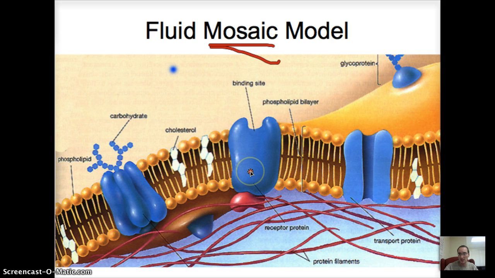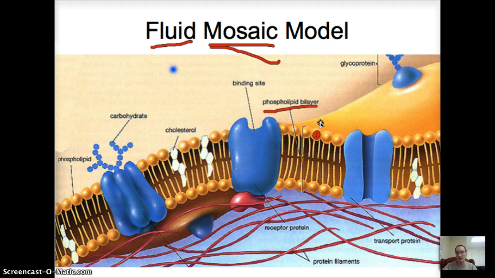So here we have some proteins, and each and every one of these little orange or yellow circles is a phospholipid. So it's a mosaic because of all the parts and pieces. And then finally, it's fluid because all of these parts and pieces are in flux, so they're constantly moving in and out and amongst each other. Now, one important thing I want you to take note of is that this is made of a phospholipid bilayer.